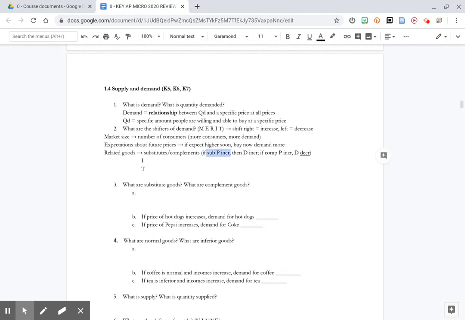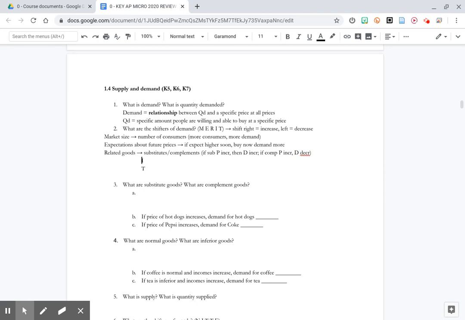If you're thinking of the good Coca-Cola, and then you have another good Pepsi, they're substitutes for each other. And if the price of Pepsi goes up, people are going to shift over and start buying more Coca-Cola, so the demand for Coca-Cola would increase. Now, a different type of good would be a complement. Those are goods that are commonly purchased or used together. And so a common example would be hot dogs and hot dog buns, even if you don't eat hot dogs. So if the price of hot dog buns goes up, people are not going to buy as many hot dogs.